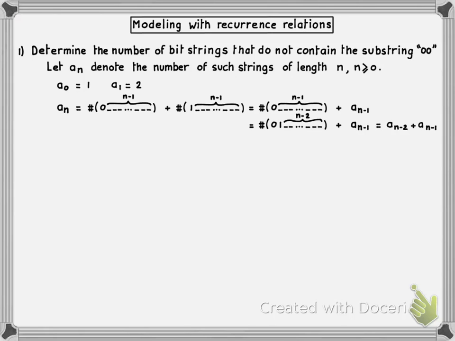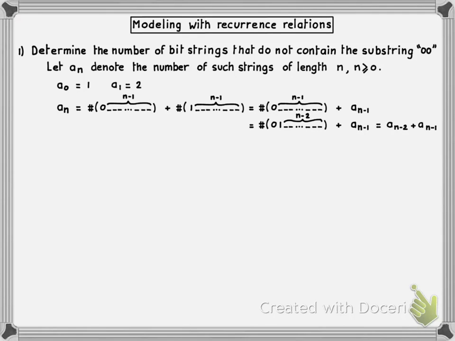which means it's basically the recurrence relation that is satisfied by the Fibonacci sequence. So now you could compute a sub 2 very easily. It's just 2 plus 1. So a sub 2 is 3, and a sub 3 is 5, and a sub 4 is 8, and so on and so forth. So in other words, we used recurrence relations to solve this slightly more complicated counting problem.